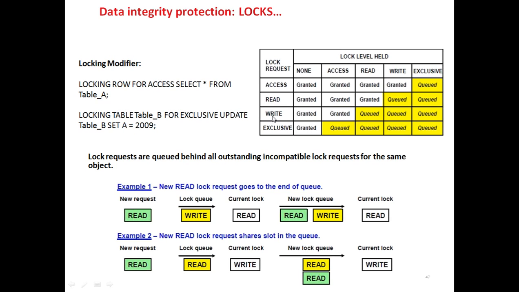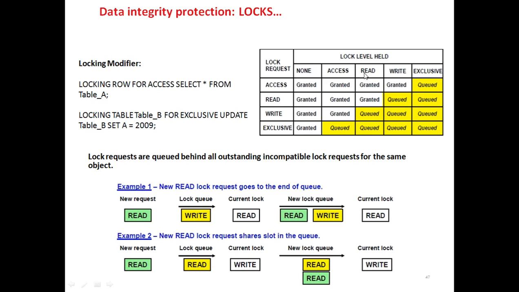Okay. And how about write and access? Yes, they are also compatible. So a newly incoming write lock can also be obtained on the object because the object is already locked by access, which is compatible. But an exclusive lock is coming in as a new request. Can we grant it? No, because exclusive is highly restrictive, which cannot be obtained if any other lock is already placed on the object. So we cannot grant it. So it has to wait in a queue. Yes, after the completion of access only we can grant this exclusive.